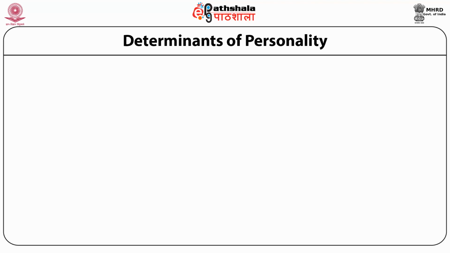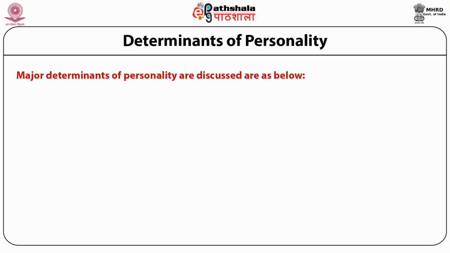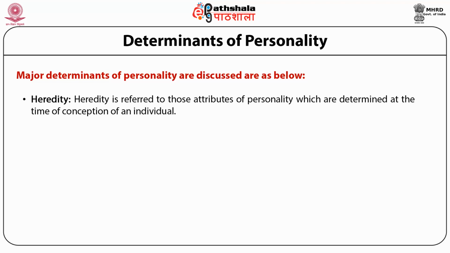Now, after discussing the meaning and definition of personality, we are going to discuss determinants of personality. Major determinants of personality are heredity and environment. First of all, we will discuss heredity.